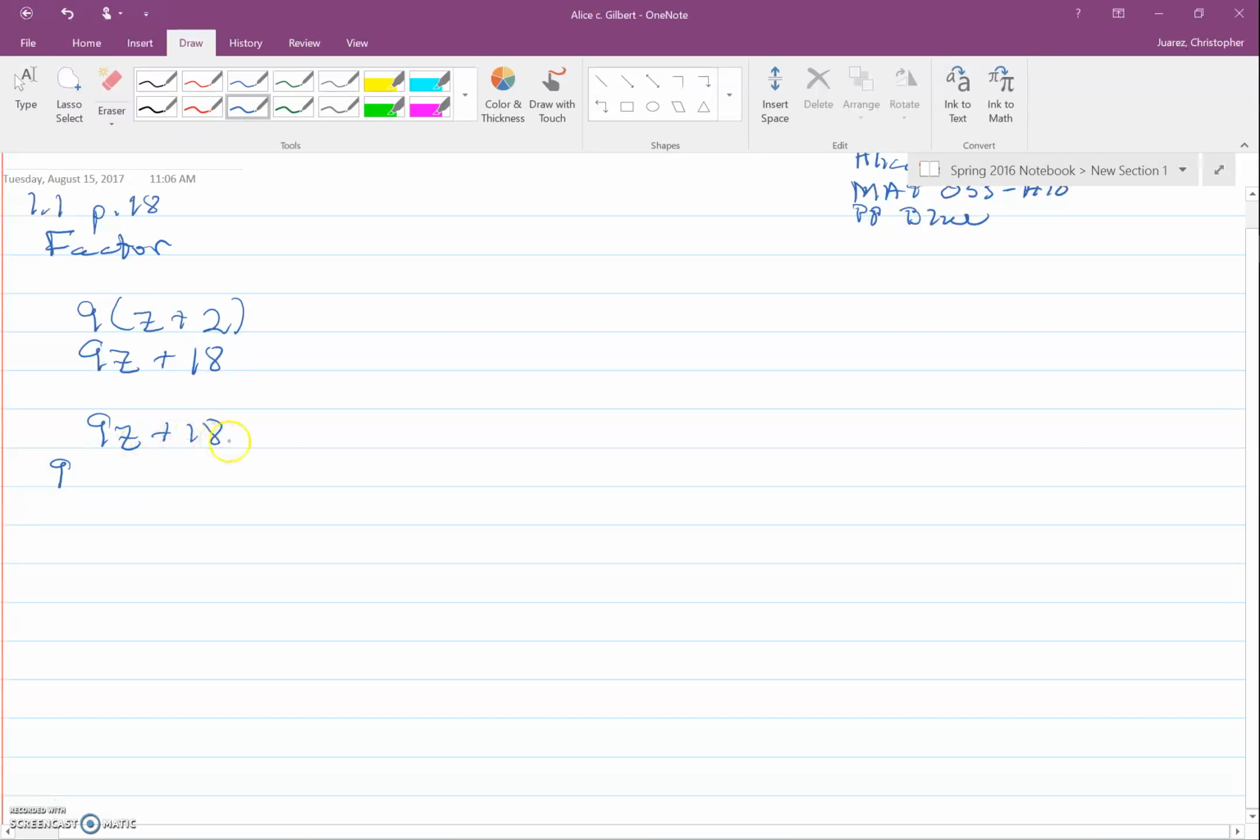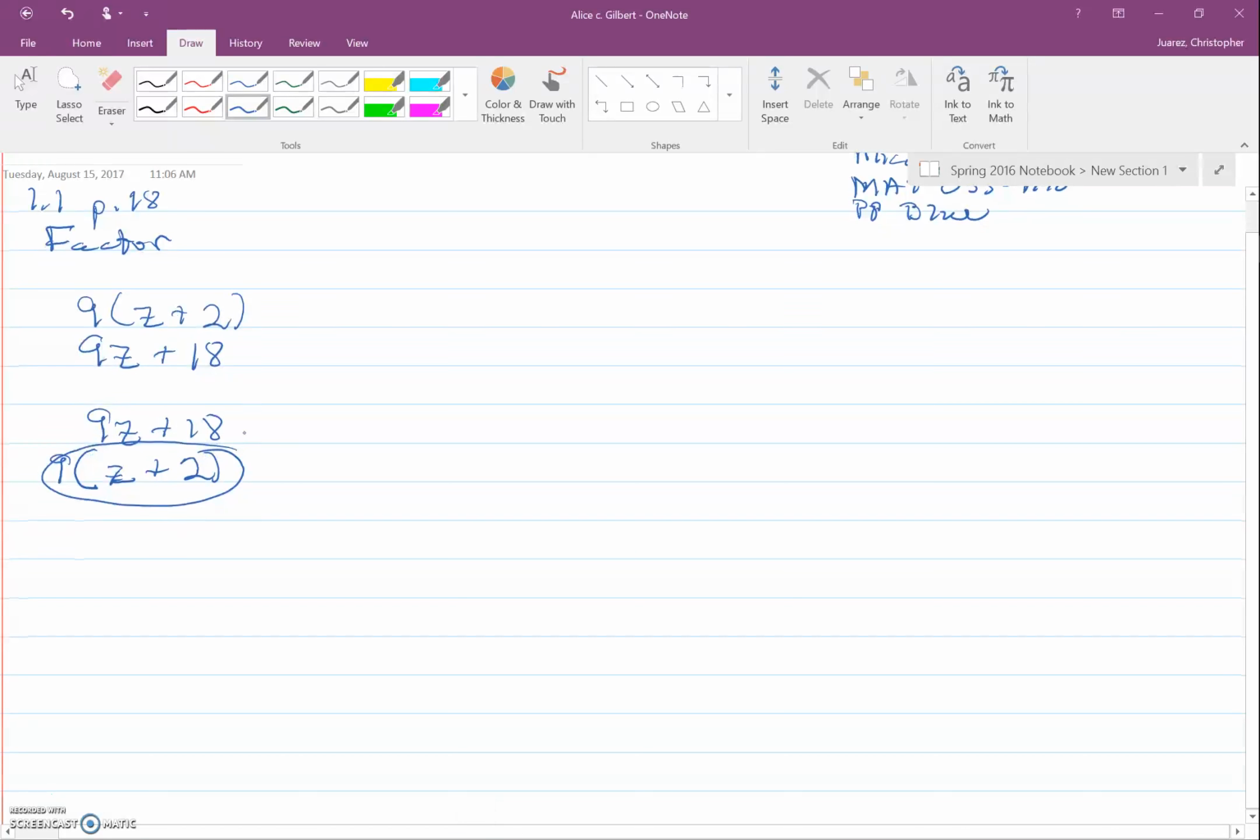We always put what we're factoring out in front, and then we're going to multiply it with what's left over. Well, I can't get any z's out because this guy has no z. So 9 is the only thing I can factor out. So 9z divided by 9 is z, and 18 divided by 9 is 2. This is the factored form of this guy. That's called greatest common factor.